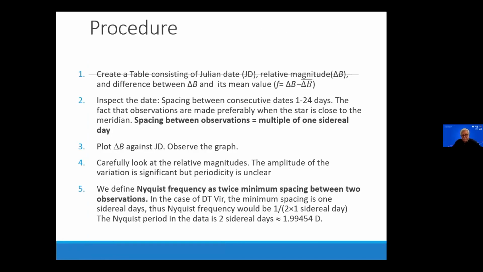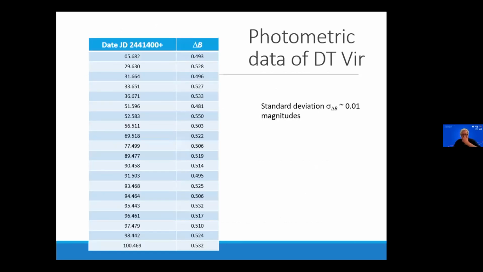So what is the procedure? Create a table consisting of Julian date, relative magnitude, and the difference between delta B on each date against the mean value, and try to inspect the dates. You can use Excel for inspecting this if you like. At once, you may see that the spacing between consecutive days is 1 to 24 days, as you can see from here. For example, the difference between here and here is 24 days.